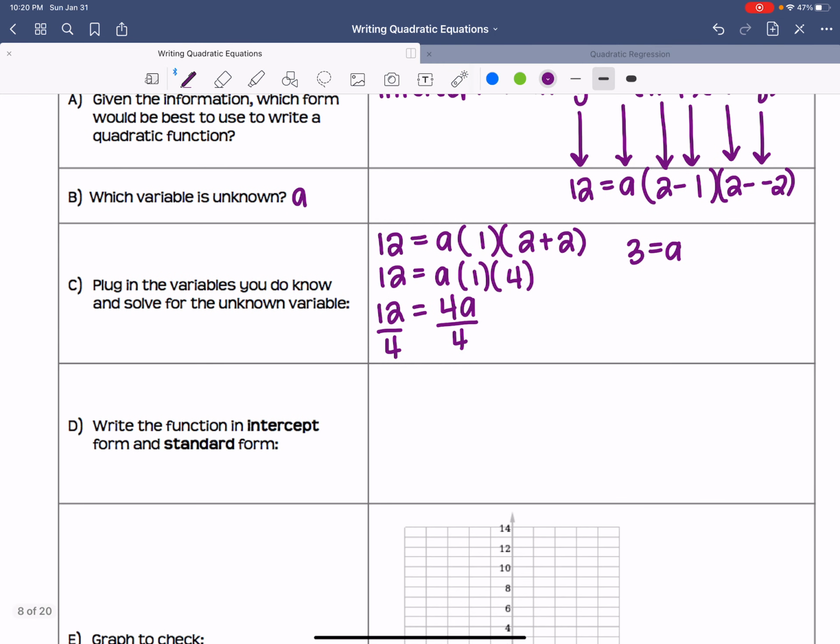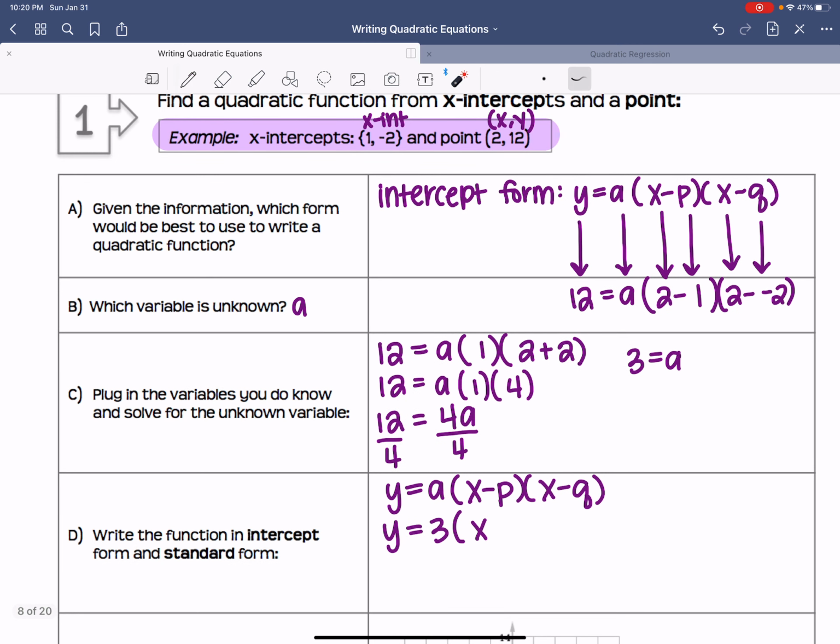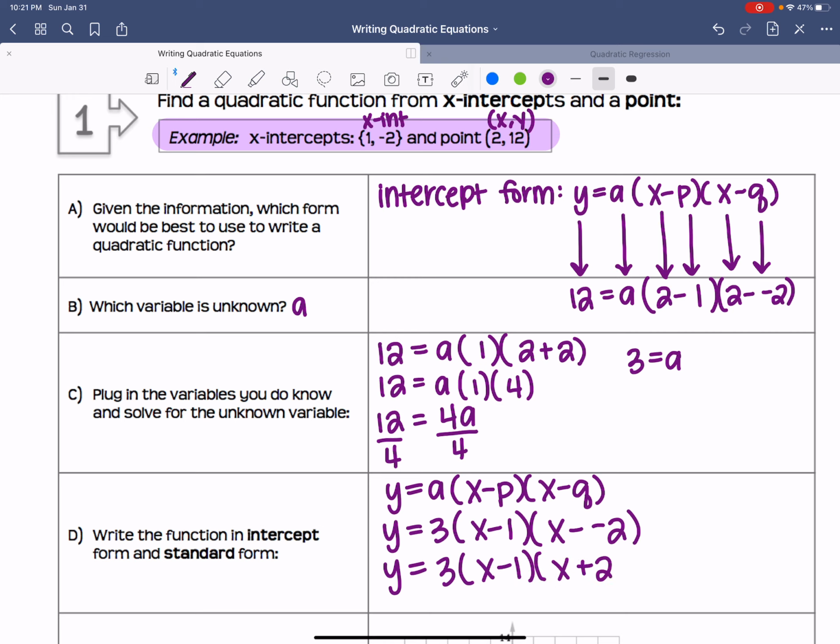All right, so if I'm going to write this in intercept form, I'll break that down for you one more time. So y equals a times x minus p times x minus q. We found that a is 3. And we were told the x-intercepts. I'm going to go back up here so I can show you. One of the x-intercepts was 1, so that would be x minus 1. And the other x-intercept was -2. So minus -2. And then when we simplify that, that's where the plus 2 came from. Okay, so that's our equation in intercept form.